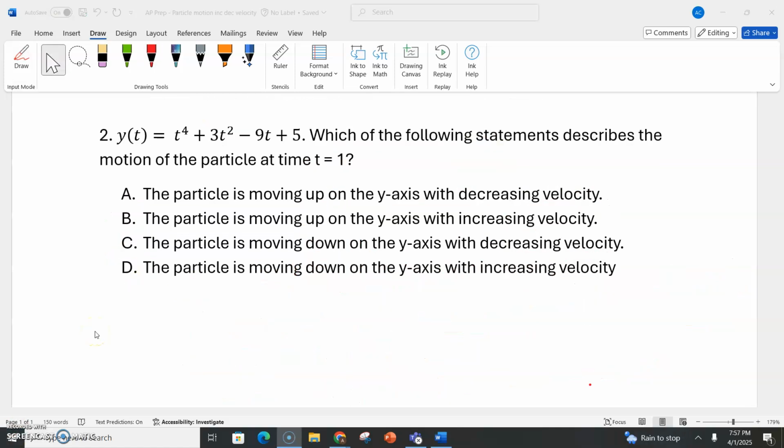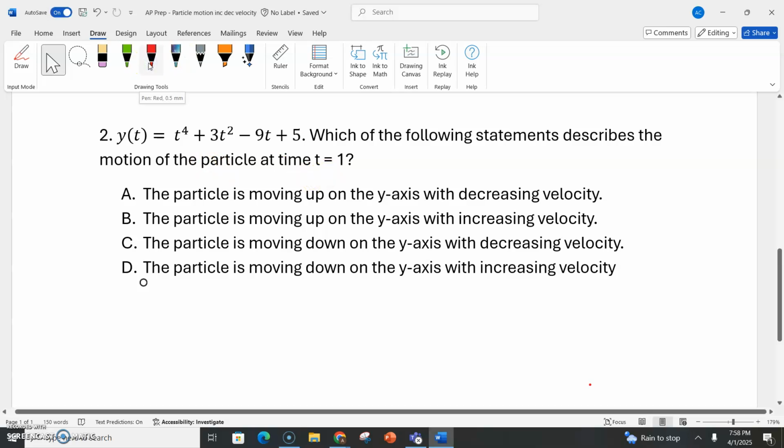Now, here's one for you to try. Pause the video, give it a try, and then unpause it to see the answer. Y of t is equal to t to the fourth power plus 3t squared minus 9t plus 5. Which of the following statements describes the motion of the particle at time t equals 1?